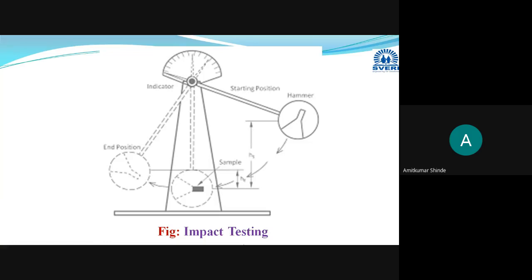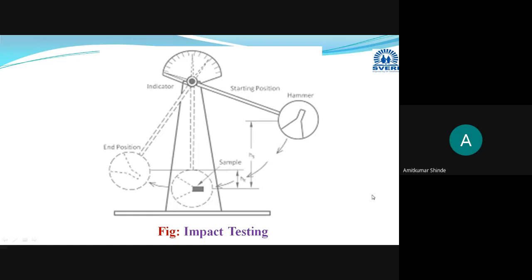Now, what actually are we going to do in this impact testing? Here, we are going to measure, or we will get, the toughness. And what is the meaning of toughness here? The amount of energy absorbed by that particular material before the fracture. Due to the impact, how much energy that particular material will absorb before it breaks or gets fractured.